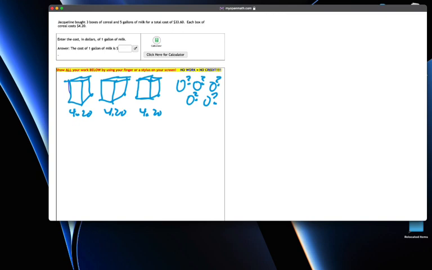So here's what we know. We know we have 3 boxes of cereal that each cost $4.20. Now, instead of writing it down as 3 times 4.20, I could just go 4.20 plus 4.20 plus 4.20. And then we also add to that the 5 gallons of milk that we don't know. Now we don't know what any of them are, so this is where typically variables come in. Let's just use the variable x. So we have 5 of those x's, 5 of those gallons of milk that we don't know. That's going to give us a total of $33.60. But the question is, how much is 1 gallon of milk?